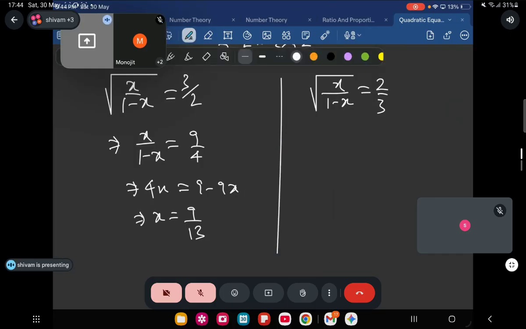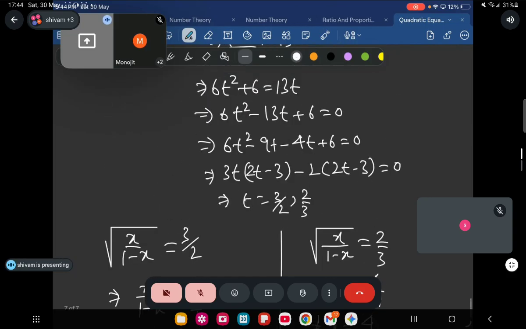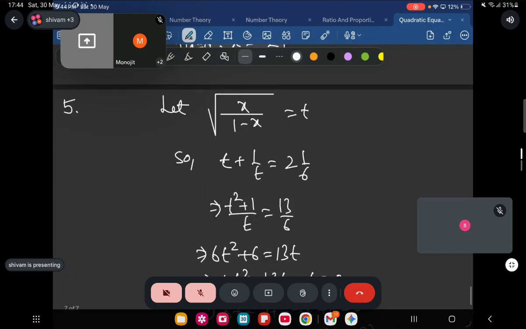See, if you are making such mistakes, how will I help you? Tell me. x by 1 minus x equal to 4 by 9. So from here, what is the value of x? x equal to 4 by 13. Right. Is it clear? Shiruk, is it clear? Abhijat? Rishabh, have you understood? Tell me. Yes, sir. I made a silly mistake.